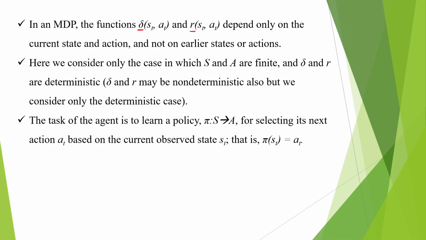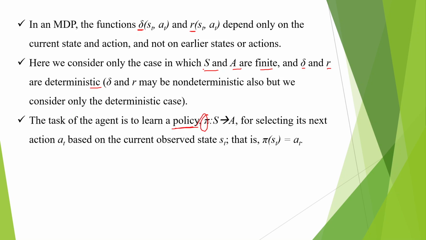Okay, here we consider only the case in which S and A are finite and delta and r are deterministic. We can also consider delta and r non-deterministic, but to keep things simple, we assume them as deterministic only. So the task of the agent is to learn a policy. I have already defined this also. Learn a policy, the control policy pi.